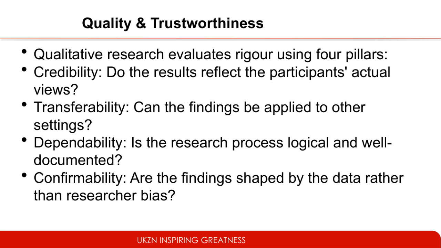When it comes to qualitative research, we evaluate rigor through four essential pillars. First, credibility ensures that the results genuinely reflect the participants' views and experiences. Next, transferability assesses whether the findings can be applied or adapted to other settings beyond the original study. Dependability focuses on whether the research process itself is logical, consistent, and thoroughly documented. Finally, confirmability ensures that the findings are grounded in the data and not influenced by the researcher's personal bias. Together, these pillars form the foundation for producing trustworthy and impactful qualitative research.